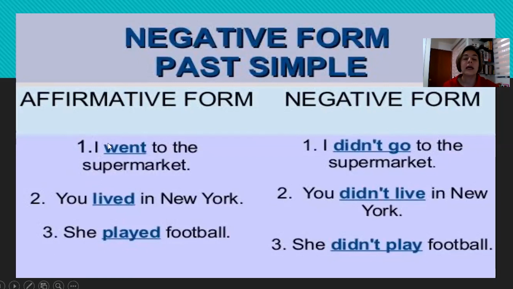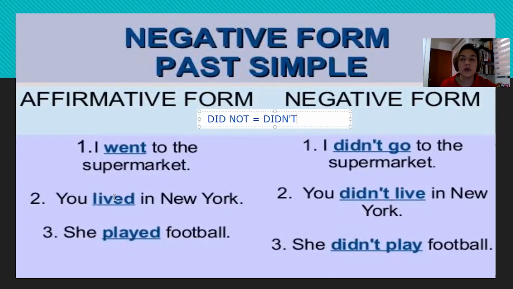If you can notice, here in the affirmative form, you have the verb in the past tense. But when you use the negative form, or you change the statement into the negative, you need to write the auxiliary didn't. In this case, didn't, if you remember, is the contraction for did not. Did not is the same as didn't. Okay, it's the same. This is the contraction and this is the complete.